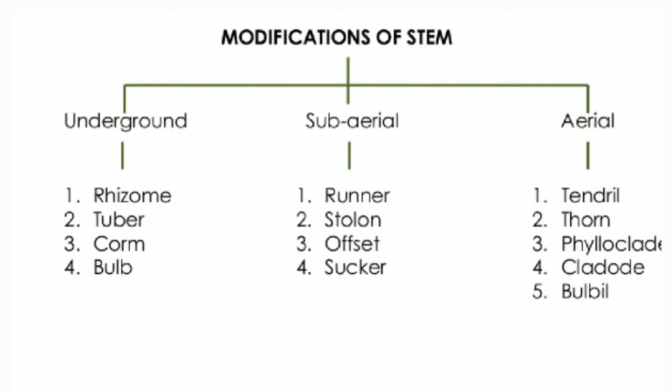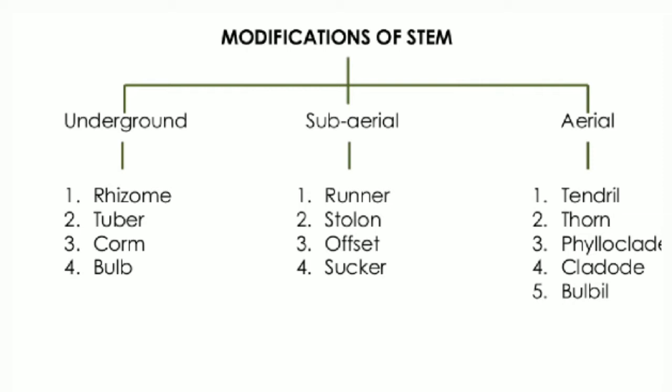Before knowing subaerial, we shall see what underground was. Underground means the modified stem was completely in the soil. But in the case of a subaerial modification, the stem is either just below the soil or just above the soil. Hence, it is referred to as a subaerial modification of the stem.